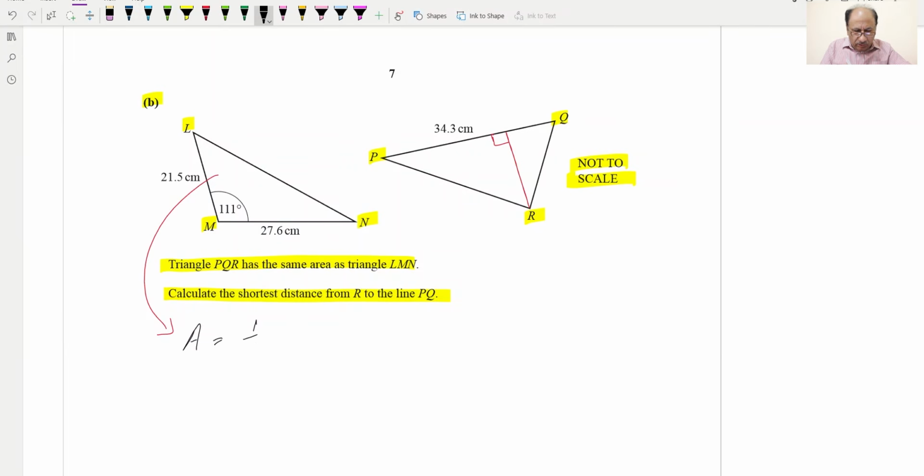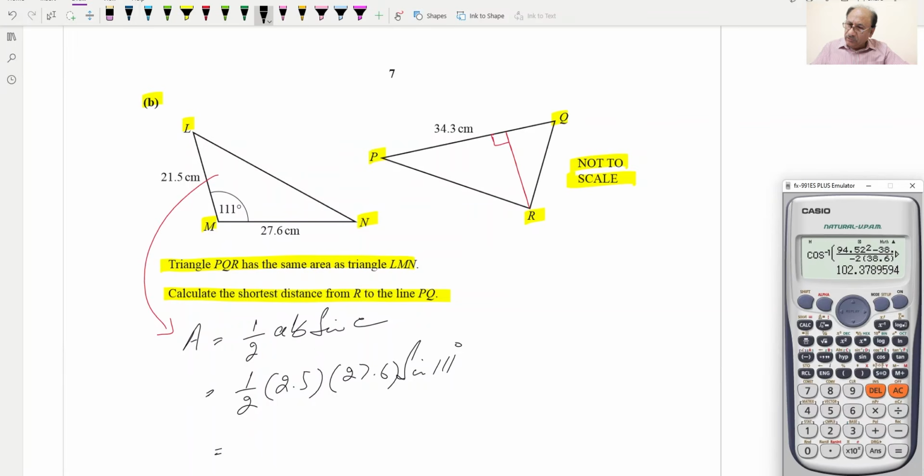1 by 2 half into AB sine C, this will be 1 by 2 one side into other side into sine of 111 degrees. This will be equal to 0.5 into 2.5 into 27.6 and sine of 111, and this will be equal to 32.2. What will be 0.5, 2.5, 27.6?